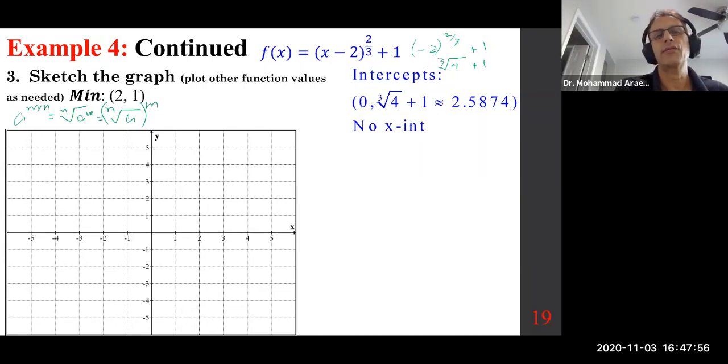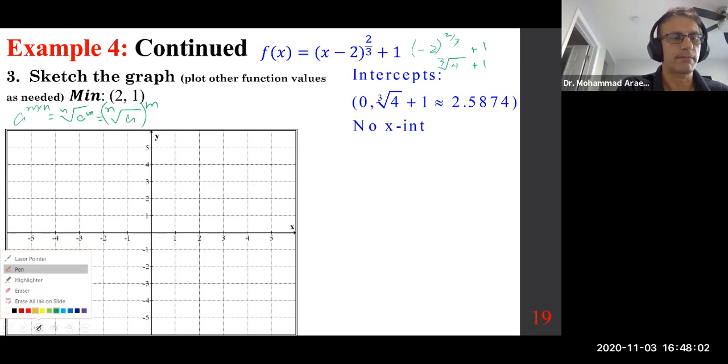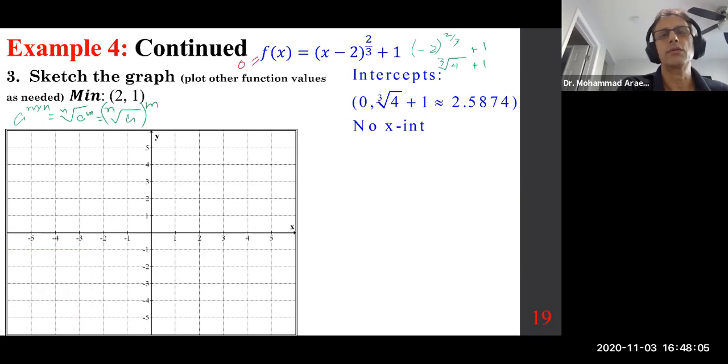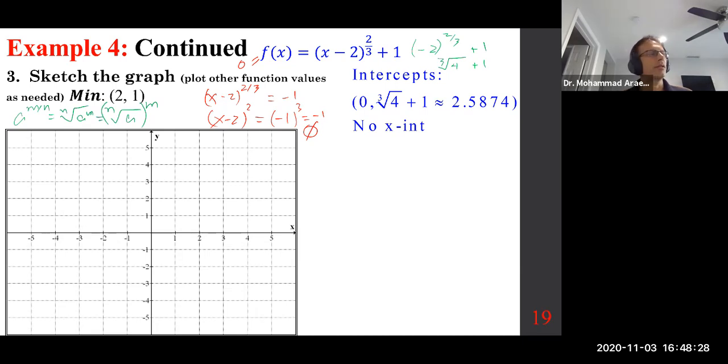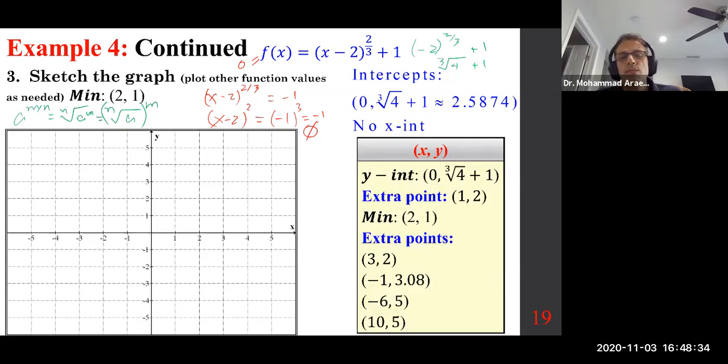There is no x-intercept because you have to set y equal to 0. So if I set, let me use a different color, if I set this one equal to 0, that means (x minus 2) to the power of 2/3 must be negative 1. Let's raise to the power of 3. (x minus 2) squared becomes negative 1 to the power of 3, which is also negative 1, and this has no solutions. Why? Because the left side is squared. Now you put all of this together. So we have the y-intercept, everybody.